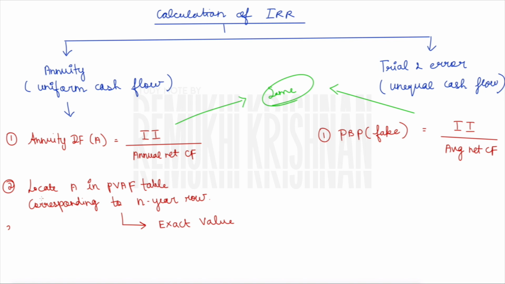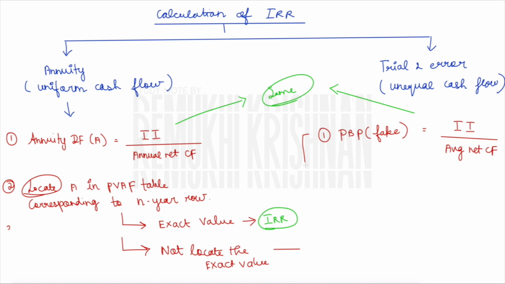If A is 2.77, then the table will have 2.77 along this life of project row. Okay, in that case what happens will be seen shortly. Or else we won't have this exact value. We cannot find the value of A in that table. So when the exact value is there, then the rate corresponding to that value will be taken as your IRR. It will be understood easily when I show you with the table.